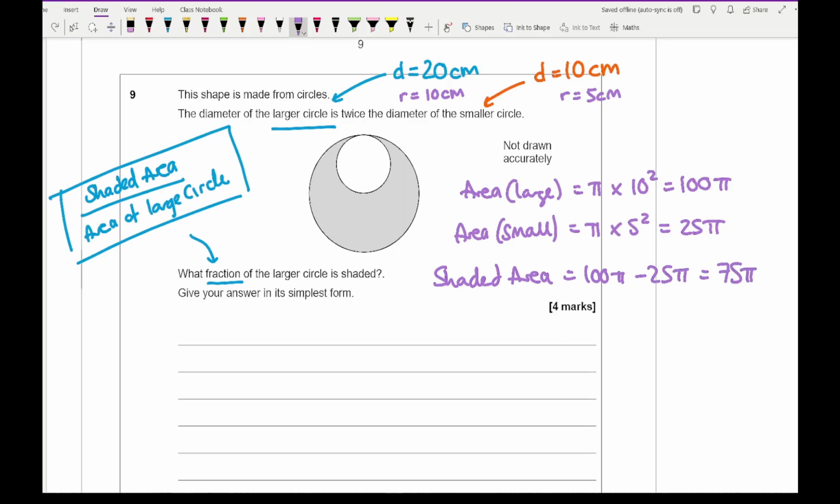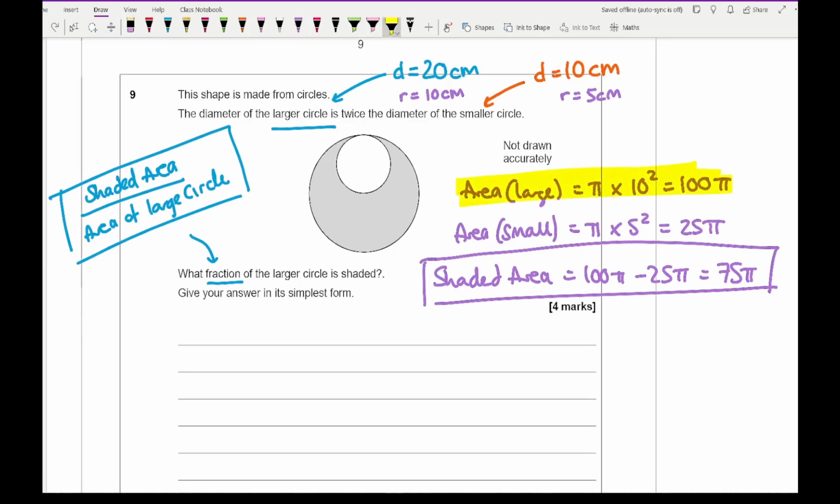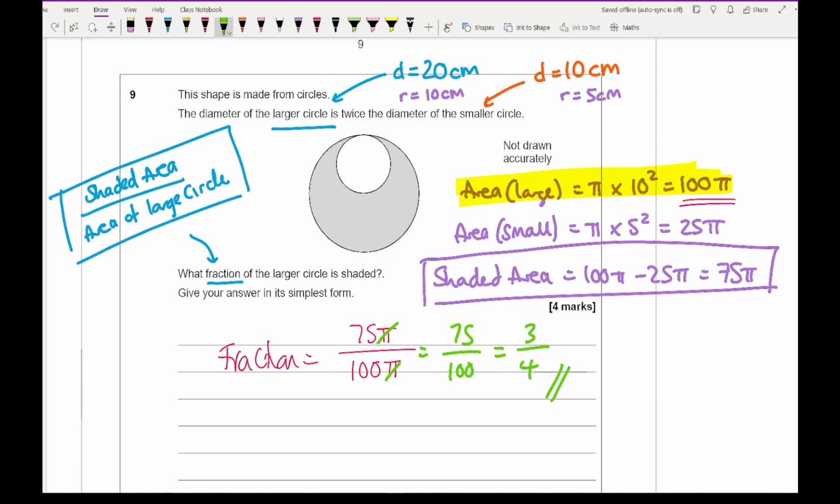So then if I know that the shaded area is 75 pi, and the larger circle has an area of 100 pi, that means that the fraction is going to be 75 pi divided by 100 pi, and then the pi's cancel out, so all I've got is 75 over 100, which dividing both numbers by 25 gives me a simplified fraction of 3/4, and there we go.